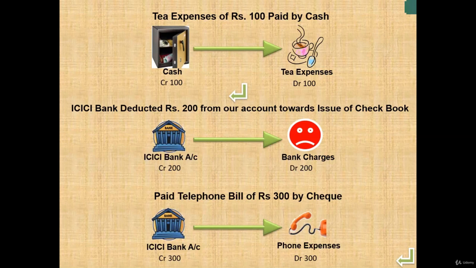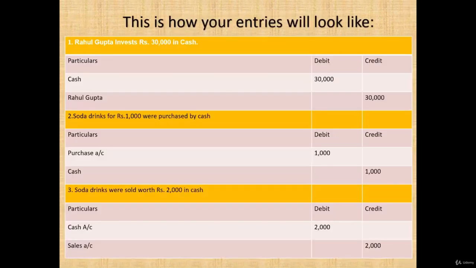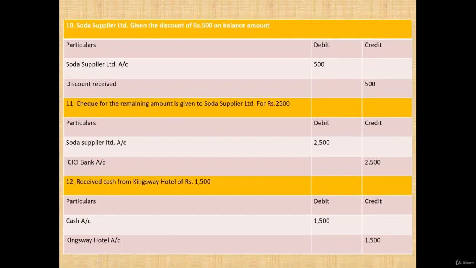Now this is all about the transaction, the basic day-to-day transaction that we face in our business or company. So we'll post this like this in our journal ledger. So I have posted Rahul Gupta invested cash, and what I had done, cash account debit to Rahul Gupta. Likewise, I had prepared a journal entry book for you over here. You can practice and you can check your entries with them.